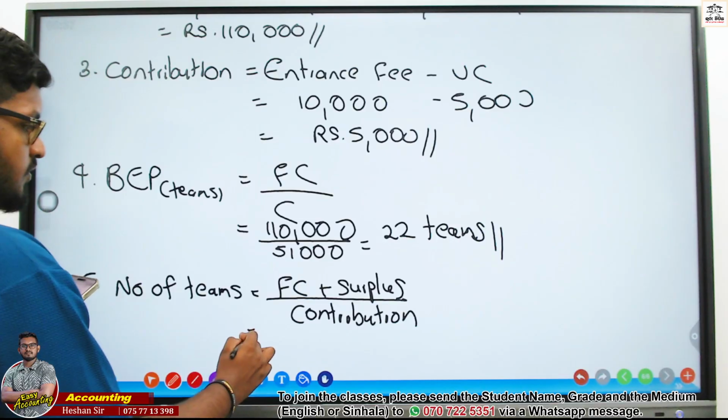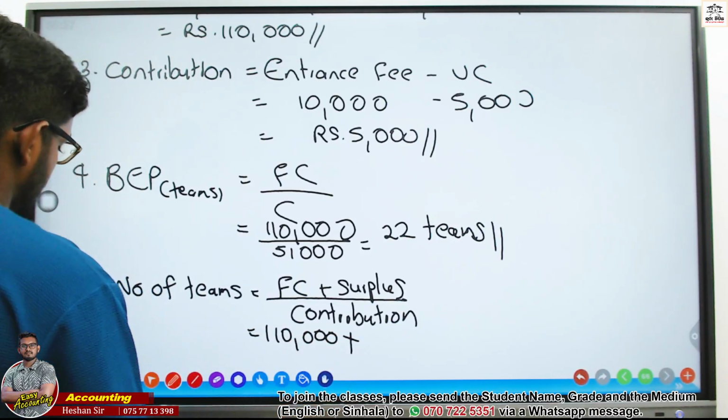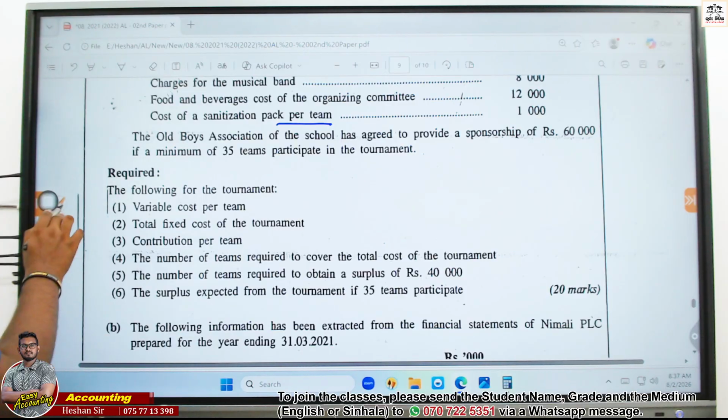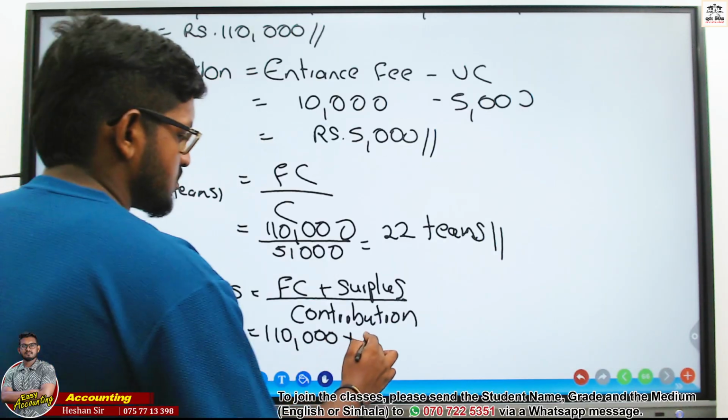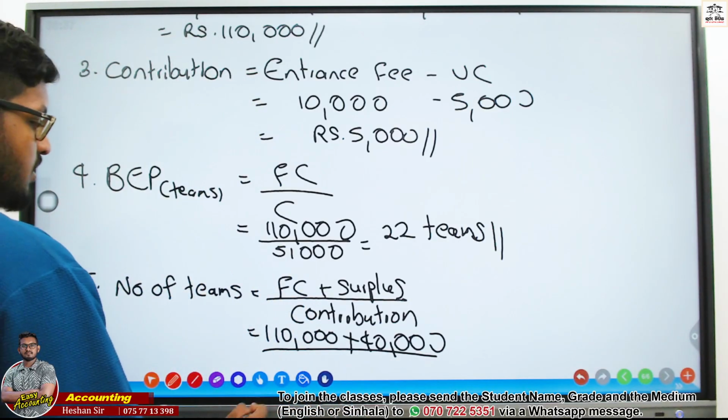Right? Fixed cost is 110,000. Surplus is the profit because this is a not-for-profit organization, 40,000. Contribution is how much? Contribution is 5.